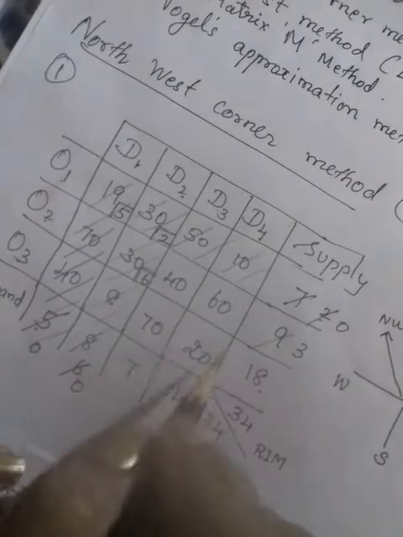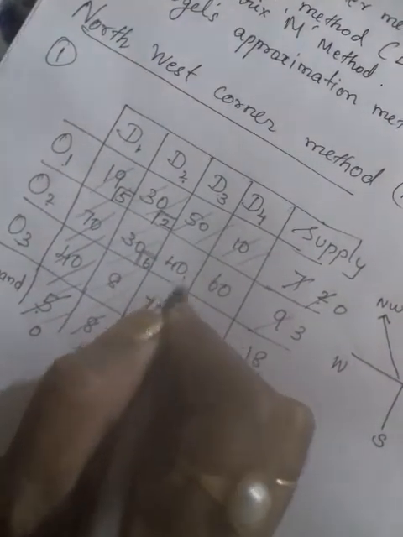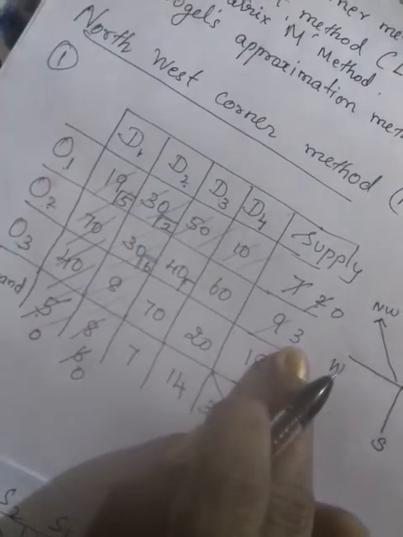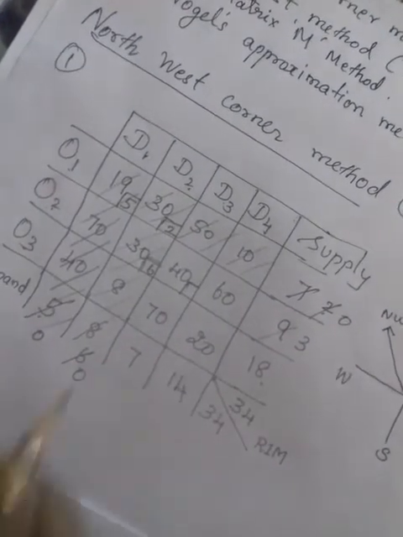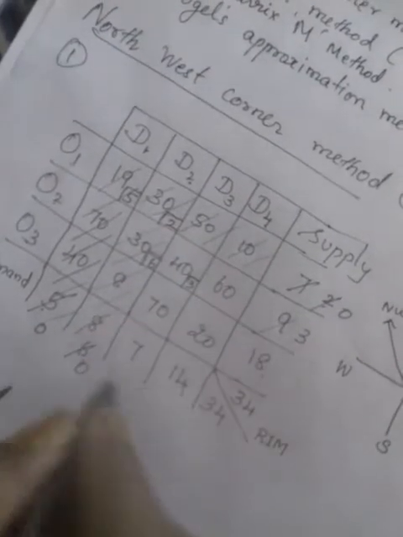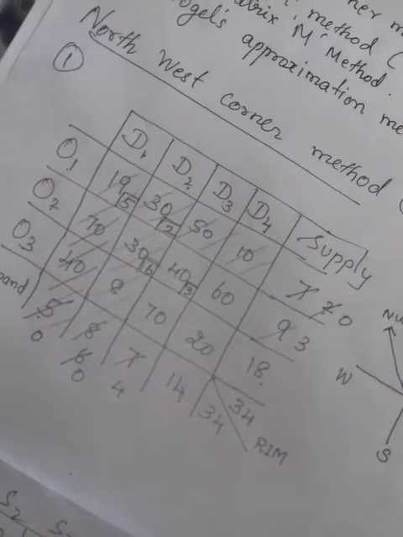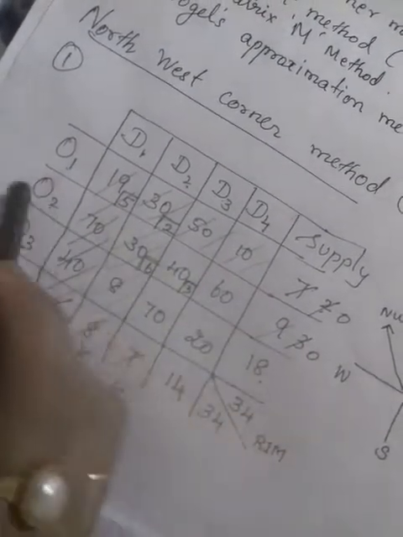Now which is the topmost? This is the topmost left, northwest corner, so I put one box here. How many products do I have from supply 2? I have only 3 in hand, and they are asking 7. Minimum, you have to allocate 3, since you have only 3. Allocate 3 here and subtract 3 from the demand, so you will have a requirement of 4. Is it clear? This becomes 0 because 3 are allocated. If this becomes 0, you have to cancel the entire row.